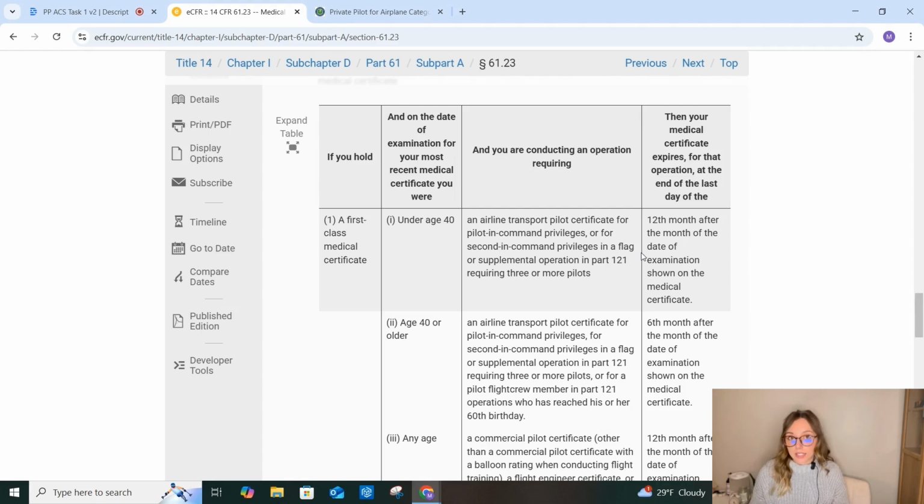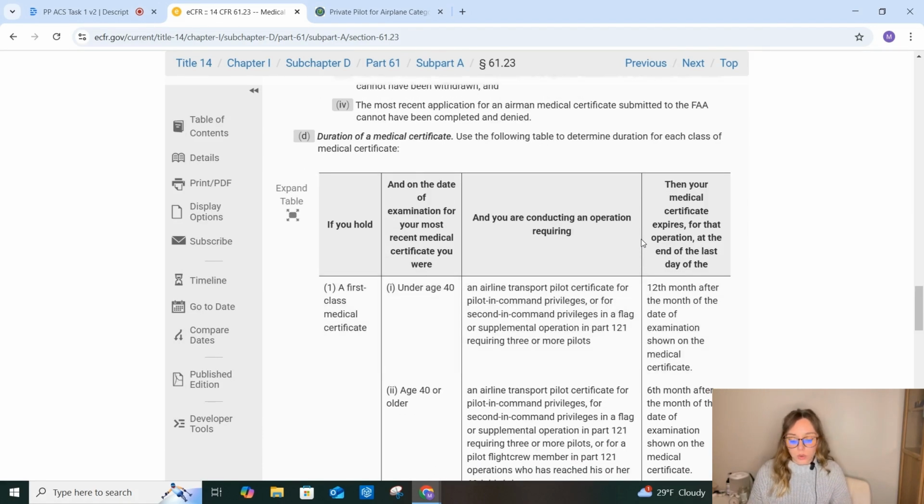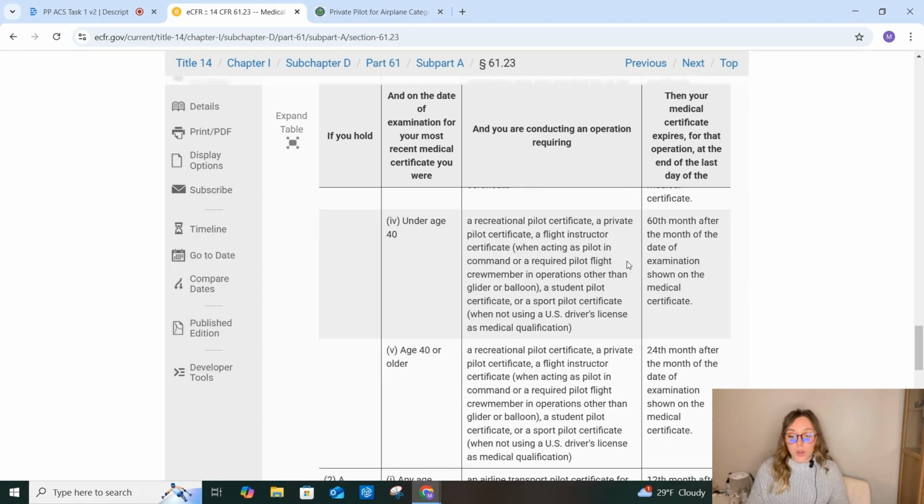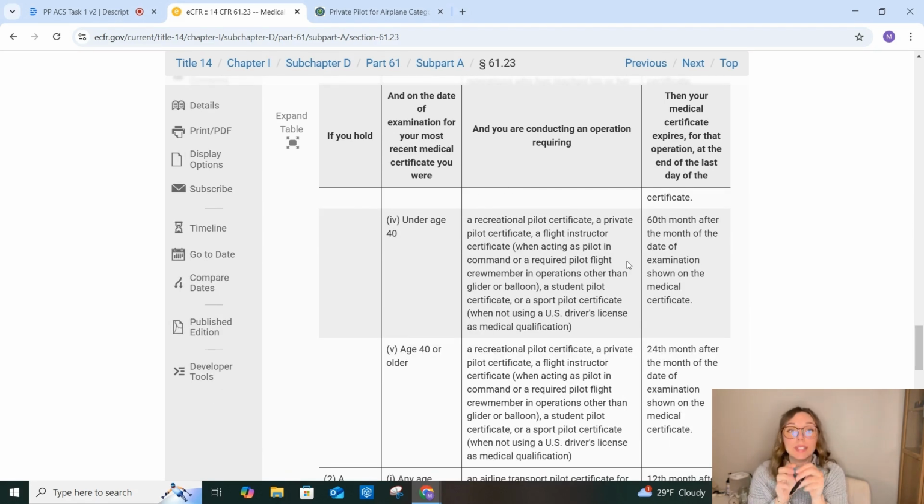That is to exercise your first class privileges, which are to be a PIC holding an airline transport pilot certificate and to fly planes that require you to have your airline transport pilot certificate. Let's say you don't fly those planes. Let's say you don't have your airline transport pilot certificate. Then your privileges, if you are under 40, for that first year, you could exercise your first class privileges. So for 12 months, you exercise your first class privileges.